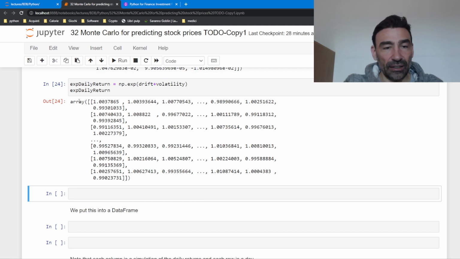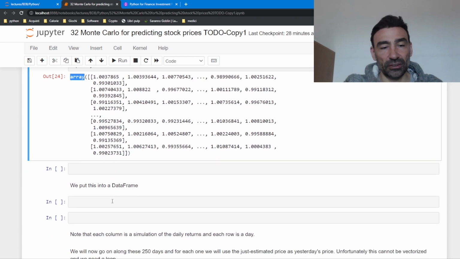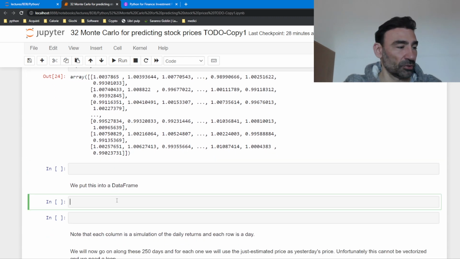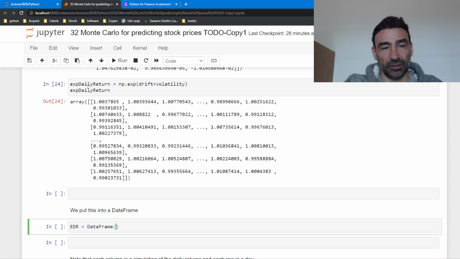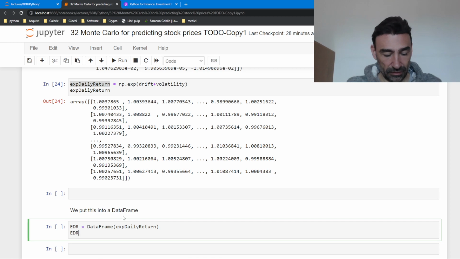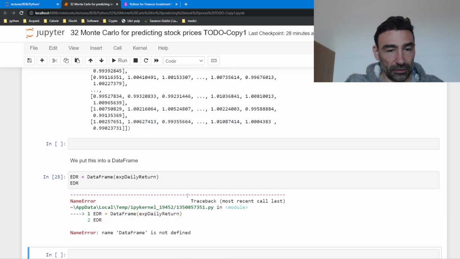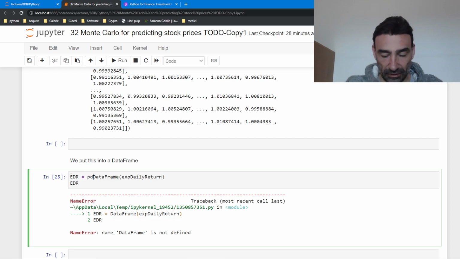I would like, now currently it's an array, I would like to put it into a data frame because it's an object that we are more used to. So let me put it into a data frame. Let's call it EDR, exponential of daily returns, equal data frame. If you have a matrix as a NumPy array, you can just put it into a data frame like this. Sorry, pandas data frame.